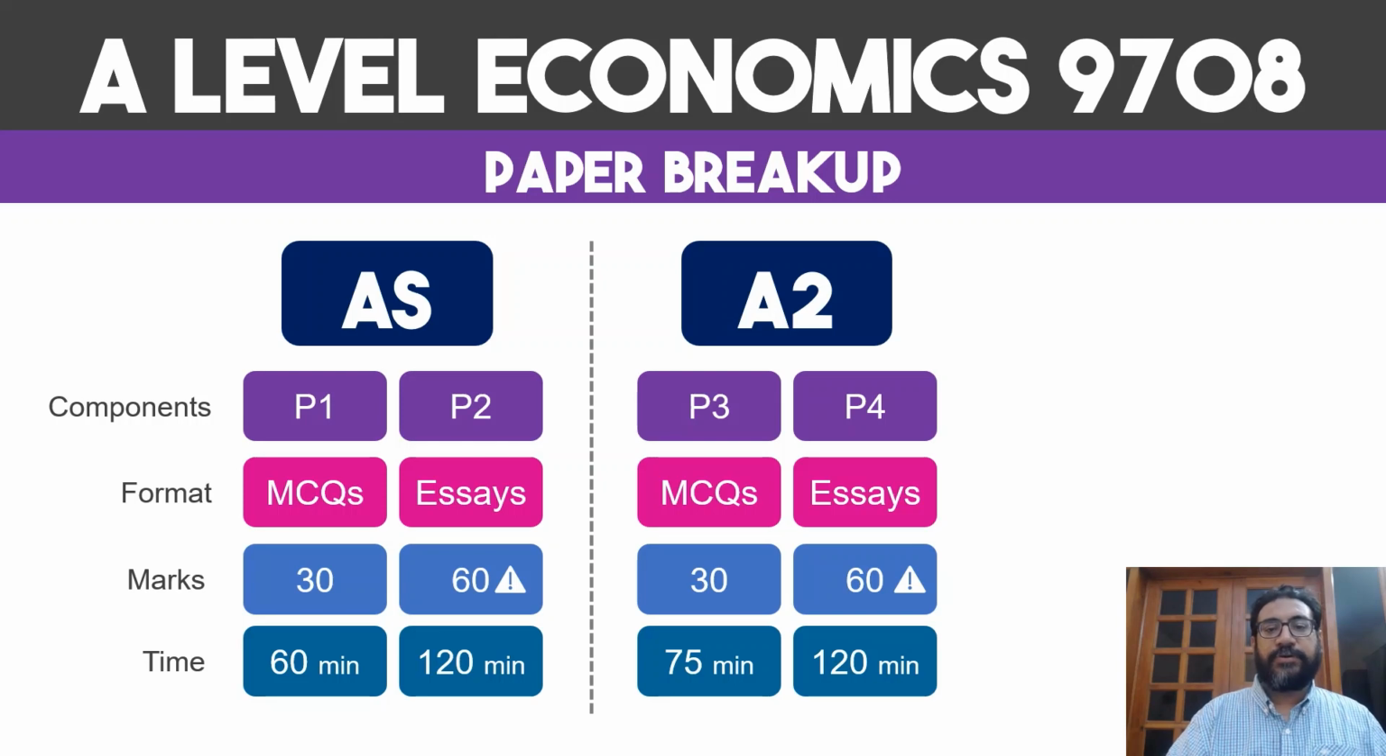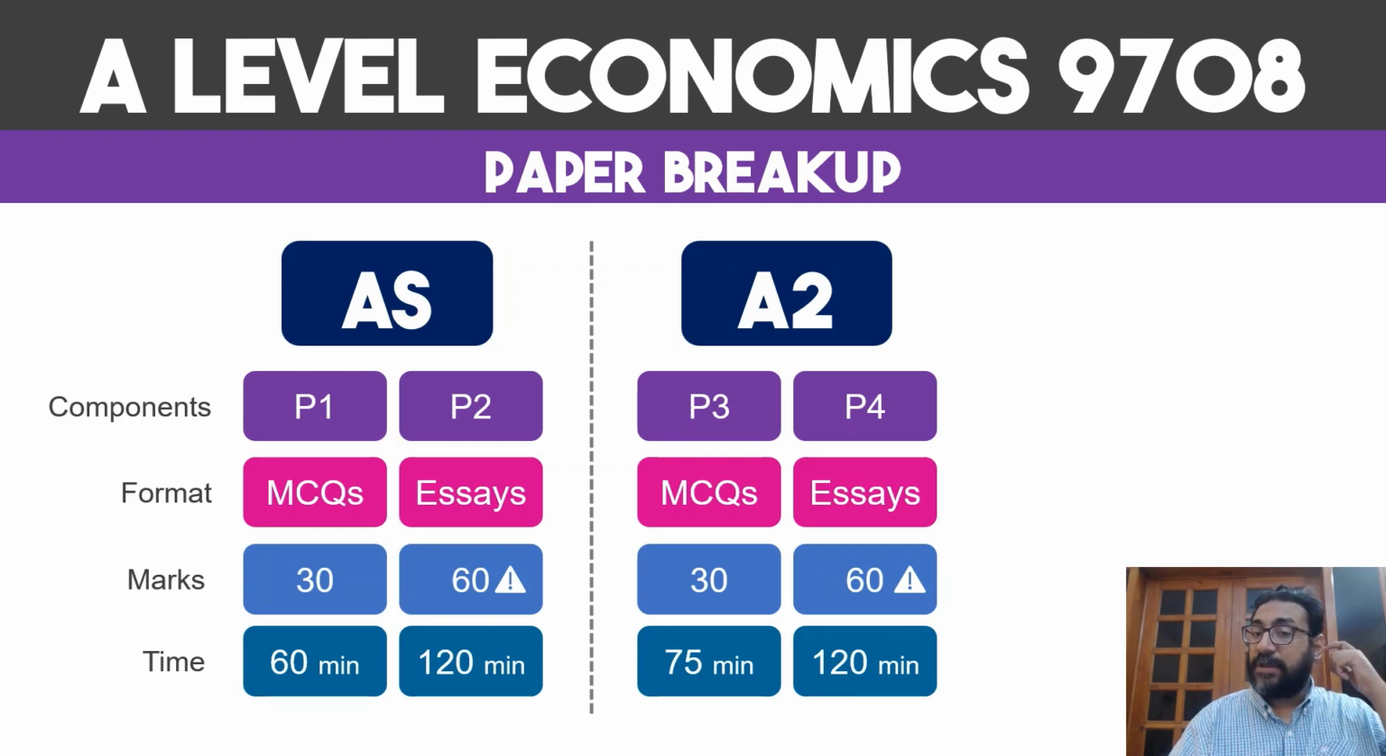Now let's talk about the paper breakup. In the AS and A2 you have two papers each. In AS आपके पास paper 1 है which is MCQ based. Paper 2 is an essay based paper. इस पे exclamation mark क्यों लिखा हुआ है? I'll just explain it shortly. In A2 you have paper 3 of MCQs and paper 4 is an essay based paper.